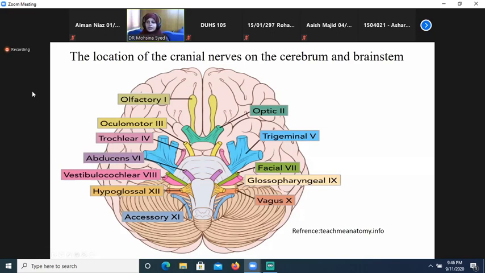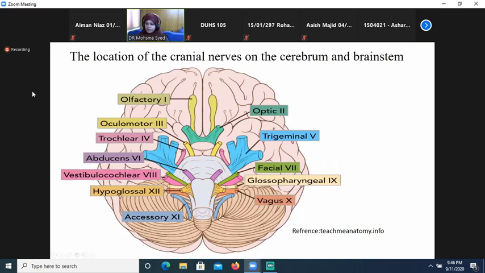Now, there is the third cranial nerve, the oculomotor, and the fourth, trochlear. These both nerves lie in the midbrain. Then there is the largest nerve, the trigeminal. Then sixth, the abducens, seventh, facial, and eighth, vestibulocochlear. These four lie in the pons. And the ninth cranial nerve, the glossopharyngeal, the vagus, 10th, and the 12th, hypoglossal. These three lie in the medulla.